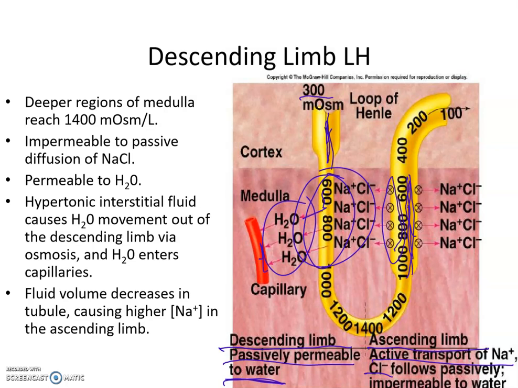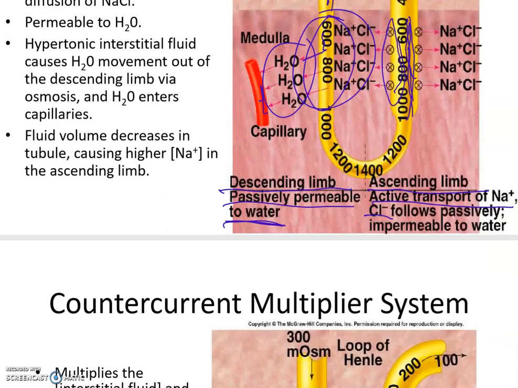We're going from 1400 to 1200, 1000, 800, 600, 400, 200 even. So by the time we're leaving Henle's loop, the fluid is actually less concentrated than the fluid that went into the loop of Henle, and we have been able to reabsorb massive amounts of fluid. So take a look at this, let this sink in for a little bit. It's not the easiest concept, but this is the loop of Henle, and it's called the countercurrent multiplier.